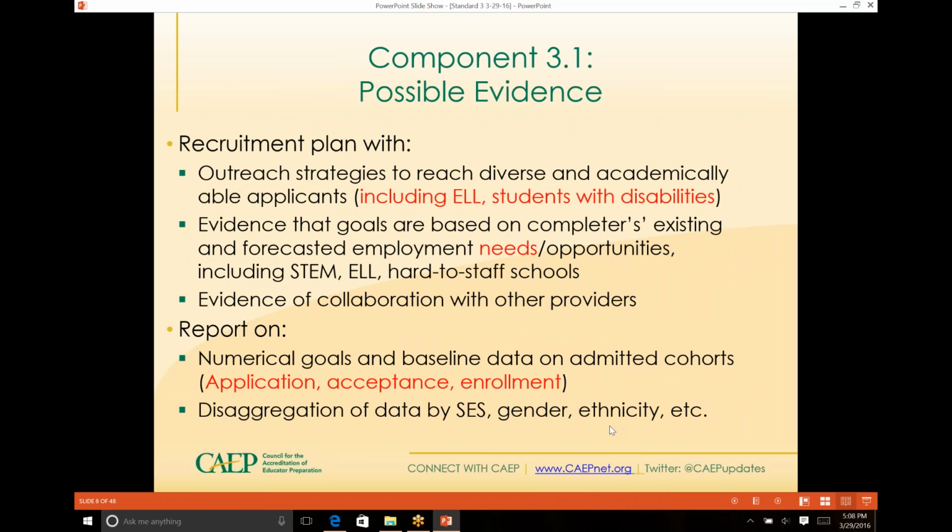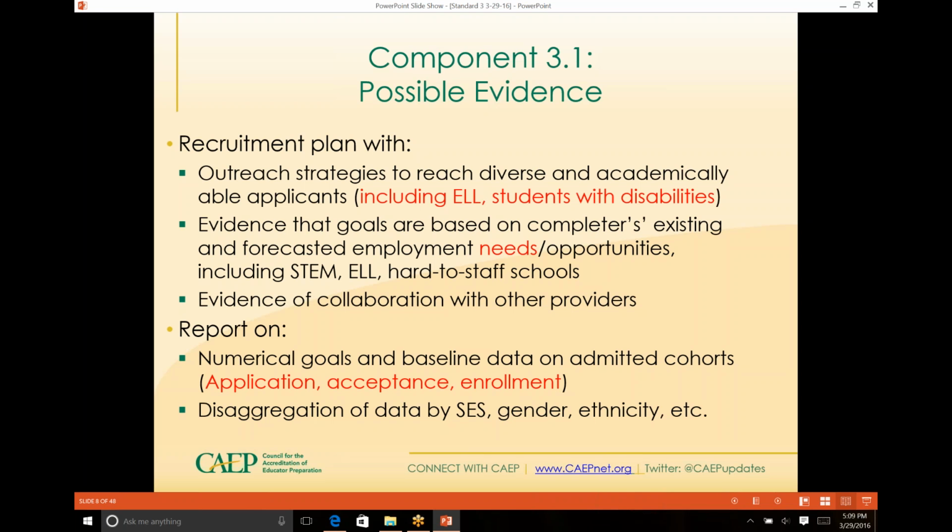So these are possible sources of evidence that CAEP is suggesting. Included in red are some additional fine details that are new from the last time. You definitely want a recruitment plan that's showing that you're reaching out to diverse and academically able candidates. And CAEP has been specific in saying that that should include ELL students. It should include students or candidates with disabilities. You're looking to diversify the teaching force here.